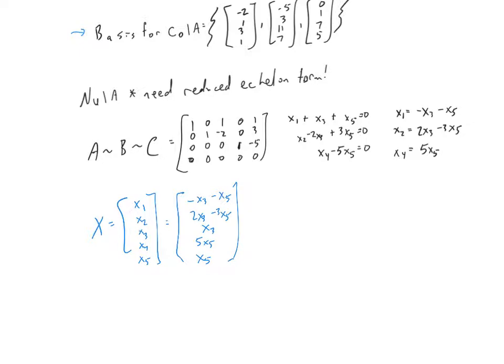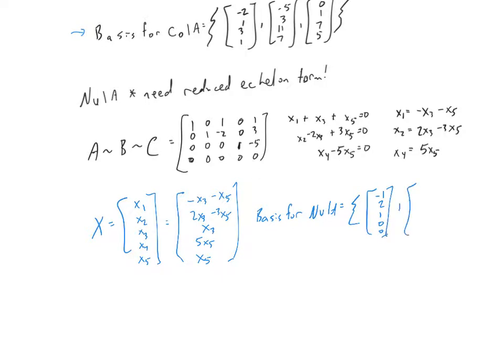And then we can break that up into 2 vectors and factor out the scalars, and we can write down the basis for the null of A. The basis for the null space is minus 1, 2, 1, 0, 0. And close that bracket and a comma.